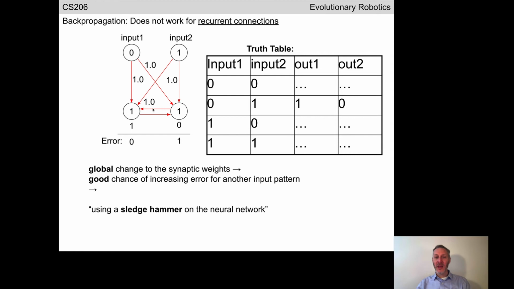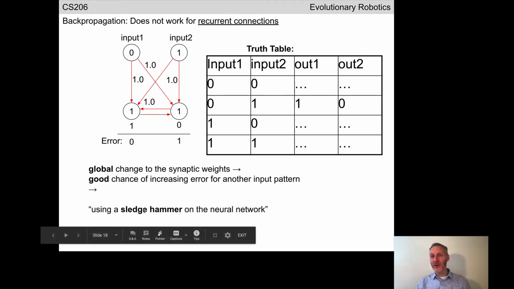In this case, when we have recurrent connections, backpropagation of error often doesn't work too well, because the recurrent connections cause the backpropagation of error to flow to most, if not all, of the neural network, and we make changes all the way. There's a good chance that if we're making a lot of changes, we might actually improve the output for this case. But we might fix things here, but in the process, break things here, or here, or here. This is like using a sledgehammer on a neural network.